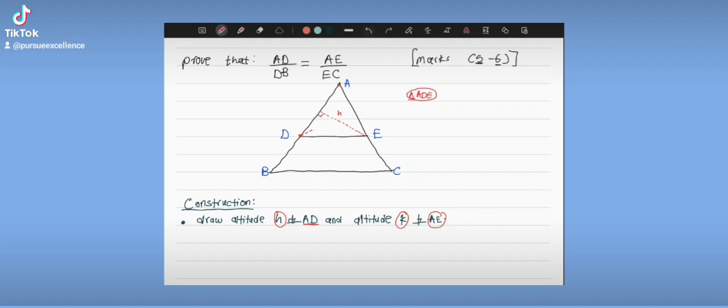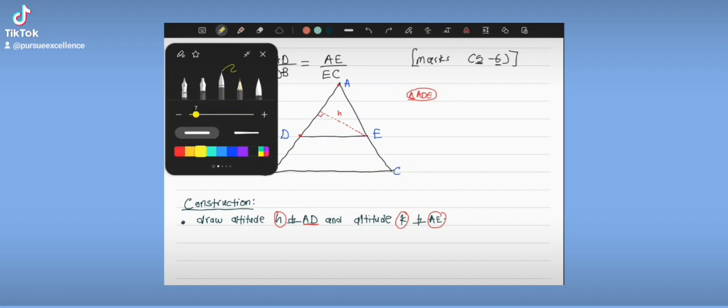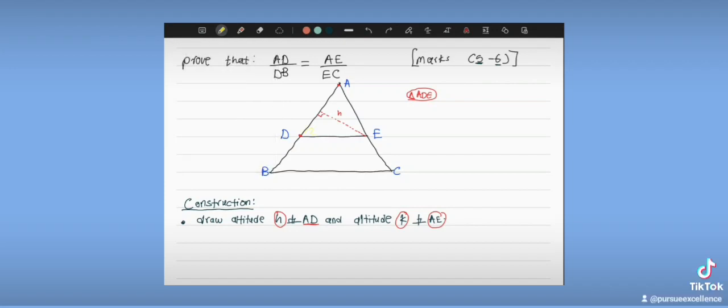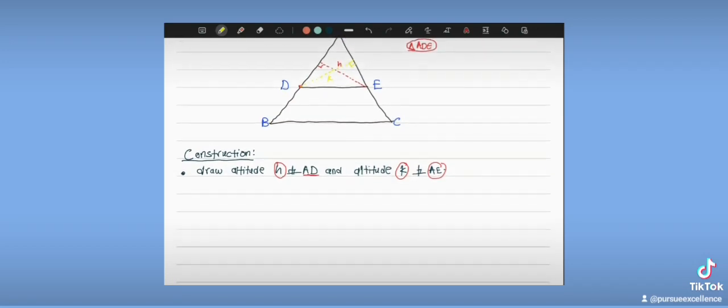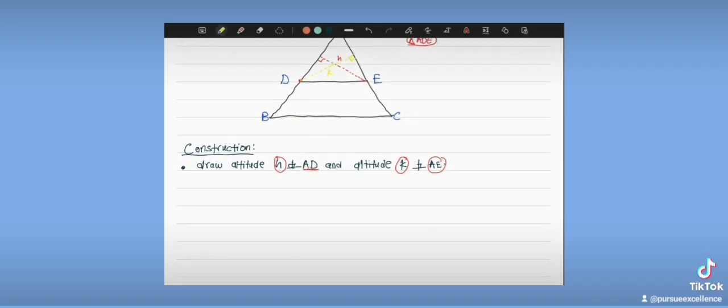Oh, sorry, I want to use a different pen here so that it can really make sense. Let me just choose this one. I draw the altitude going there. This altitude, I'm going to denote it as K. Okay, I'm done with the first construction, for drawing the altitude. I'm going to show you the next part to do, still under construction.